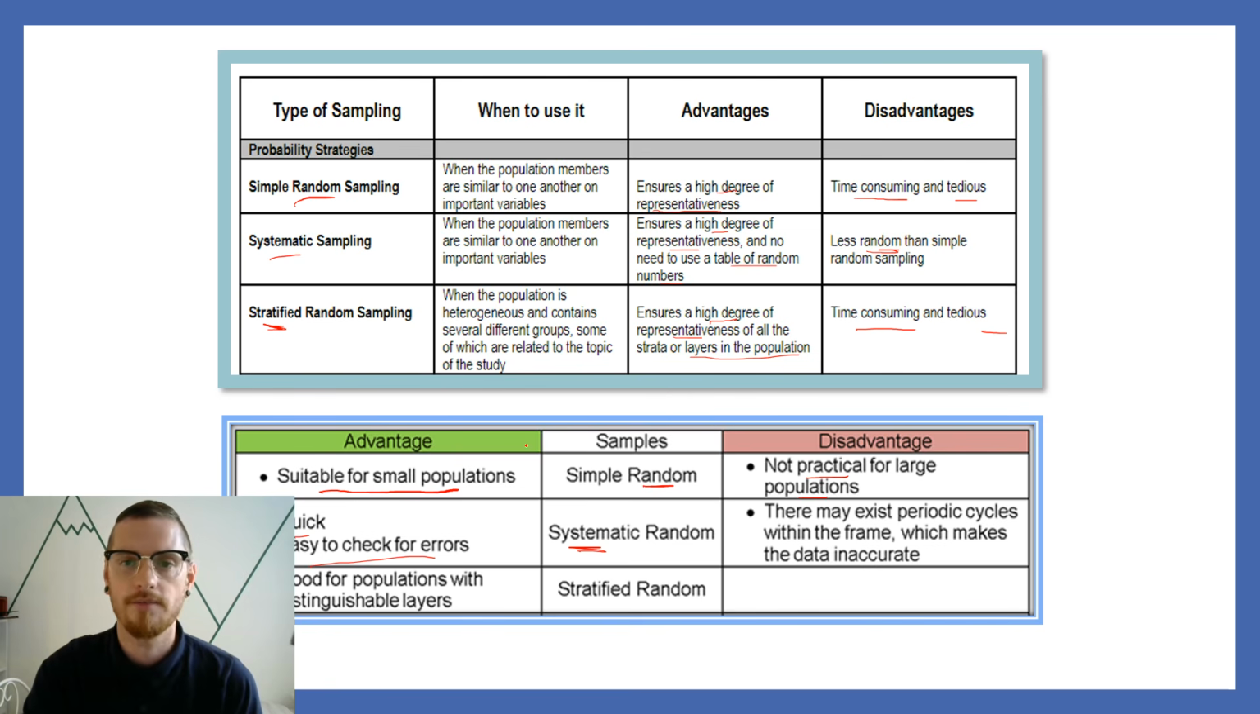Systematic is very quick and easy to check for errors. But the problem is that whatever system you design, the periodic cycles within that system may produce some inaccurate data. So let's say you were surveying every 5th house, and it just happens to be every 5th house was the best house on that street. The periodic cycle or system of every 5th house has led to less accurate data, because the likelihood is if you did every house, you'd probably find that not every house is as nice. So just be aware of that.